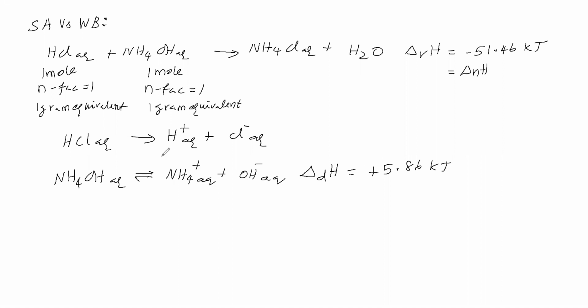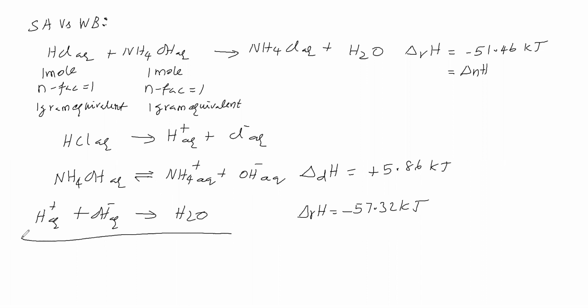Then the H plus ions provided by the acid and the OH minus ions provided by the base combine to give water. When 1 mole of H plus ions combines with 1 mole of OH minus ions to form 1 mole of water, the heat involved is minus 57.32 kilojoule. Now let us see the overall reaction.